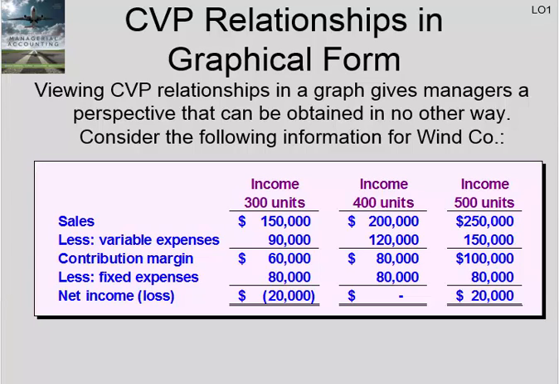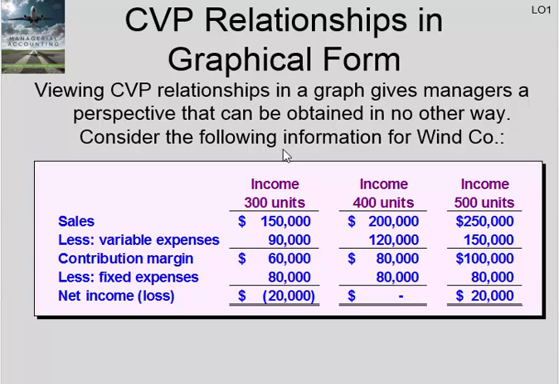Right, welcome to part 4 of lecture 2 for FMGT3224. We just finished doing basic exercise 8-2, or brief exercise 8-2. We're now going to look at how cost volume profit relationships look when we graph them.